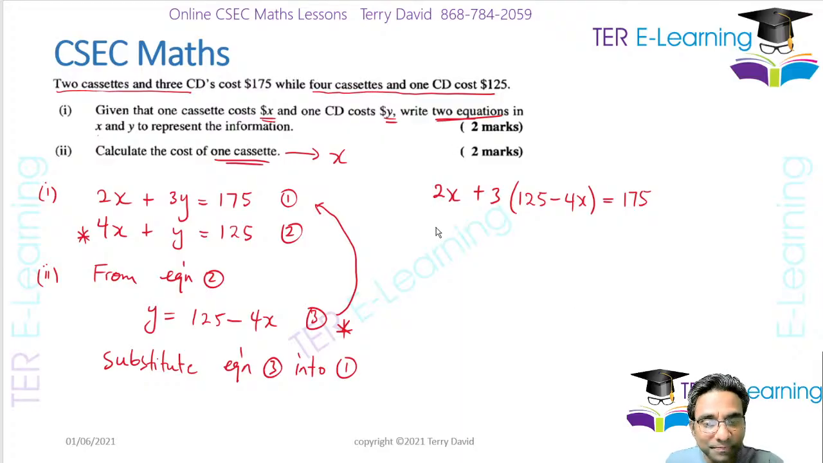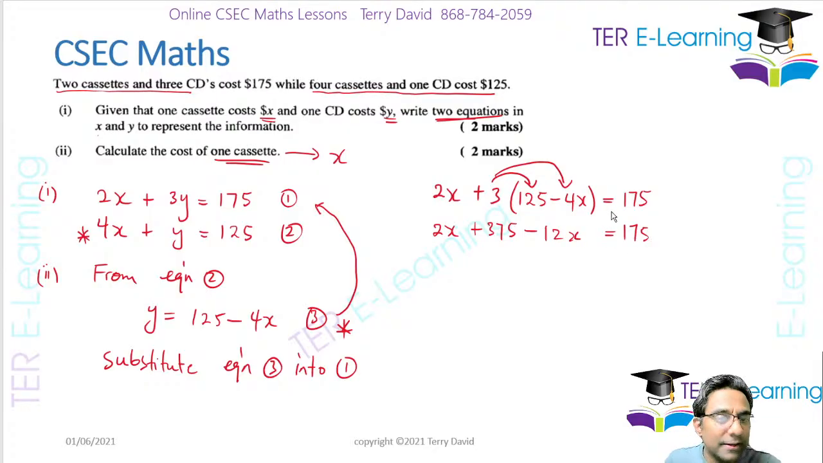So here's what we're going to do. You're going to leave this 2x. I can't do anything with it. So to remove the brackets, I need to say 3 multiplied by 125. So 3 by 125 gives me 375. So this here is plus 375. And then I'm going to take this 3 and multiply by this 4x. 3 by minus 4x is going to give me minus 12x is equal to 175, guys.